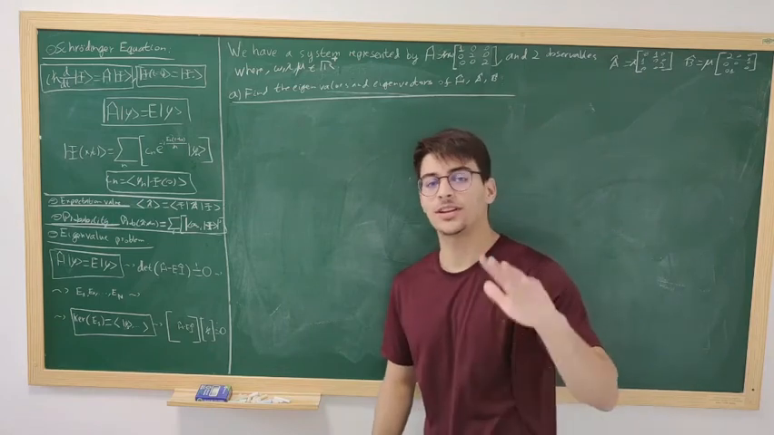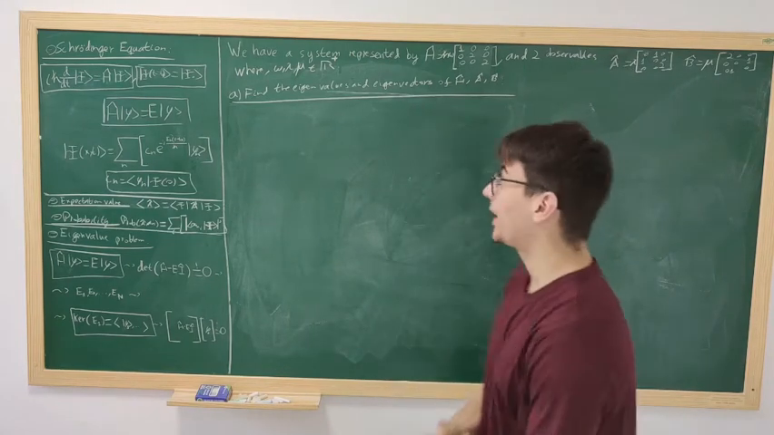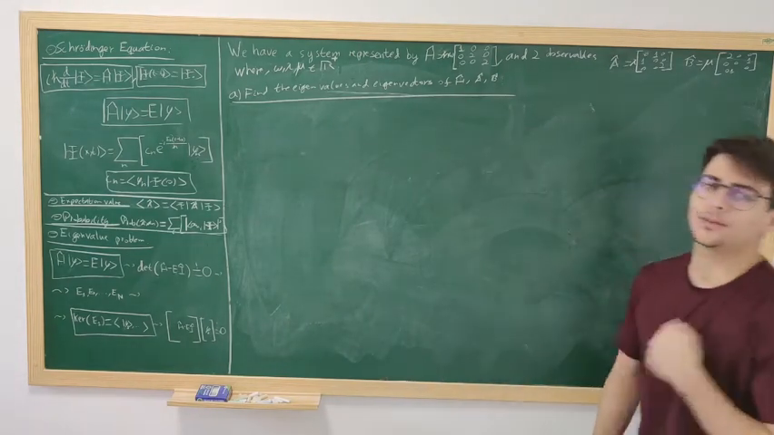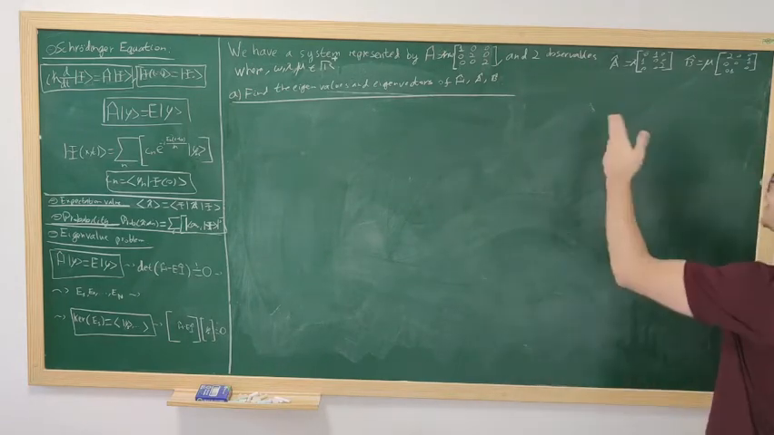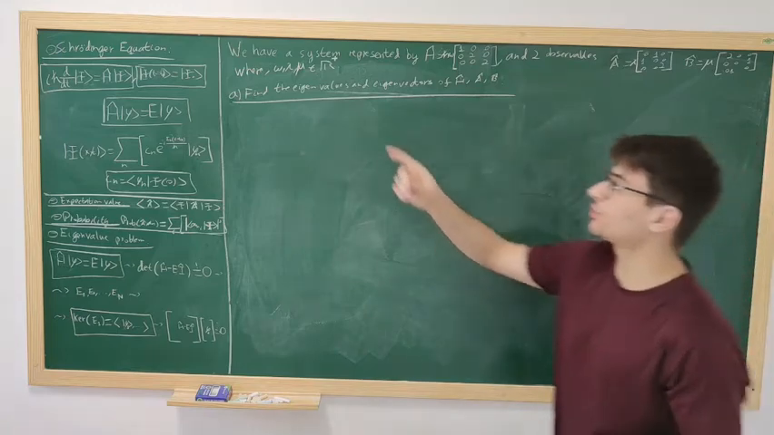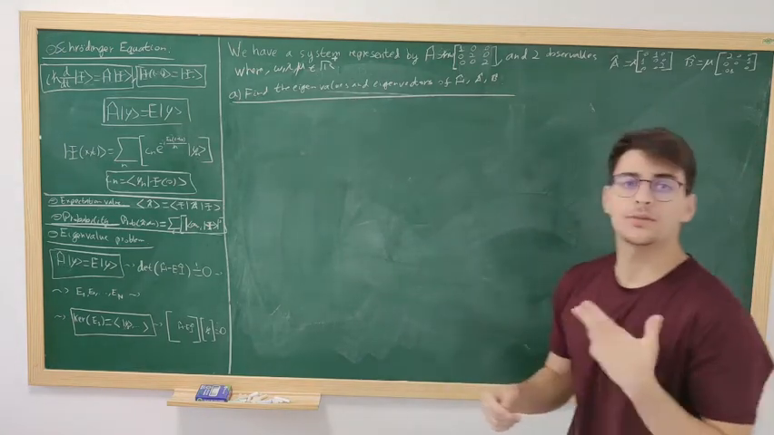Hi, so today we're going to be looking at another problem on quantum mechanics. In this case, we have a system represented by this Hamiltonian given in matrix form, and we have two observables, A and B. Omega, lambda, and mu are all positive real numbers.